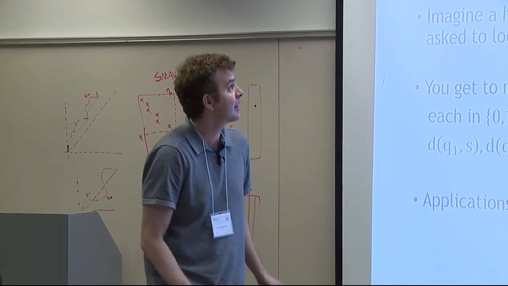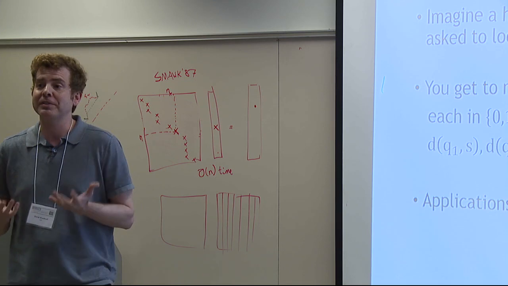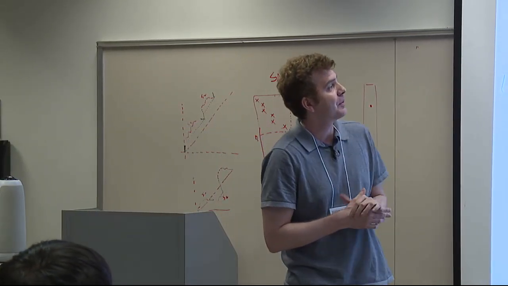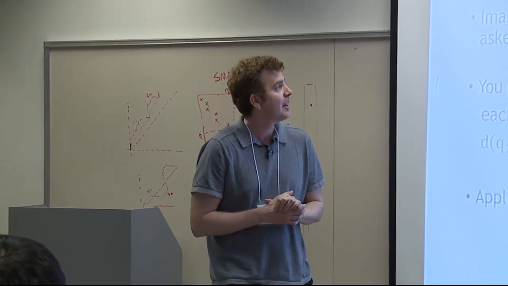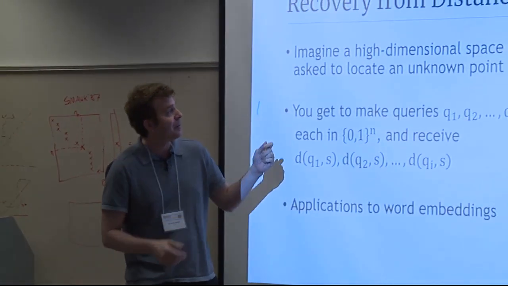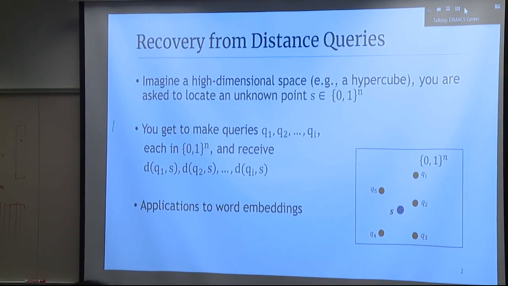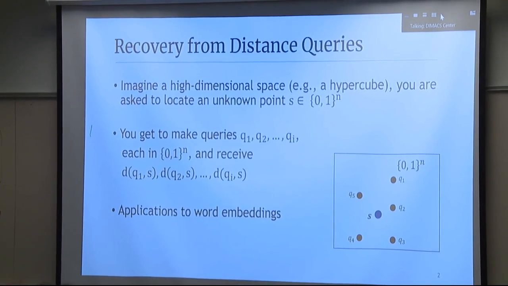So let me describe the class of problems that we're going to look at. We're going to look at recovery of a secret from distance queries. So imagine you have a high-dimensional space, for example, the n-dimensional Boolean hypercube, and you want to locate some unknown point S. Okay, this S is for secret. And the way you have access to it is through distance queries.